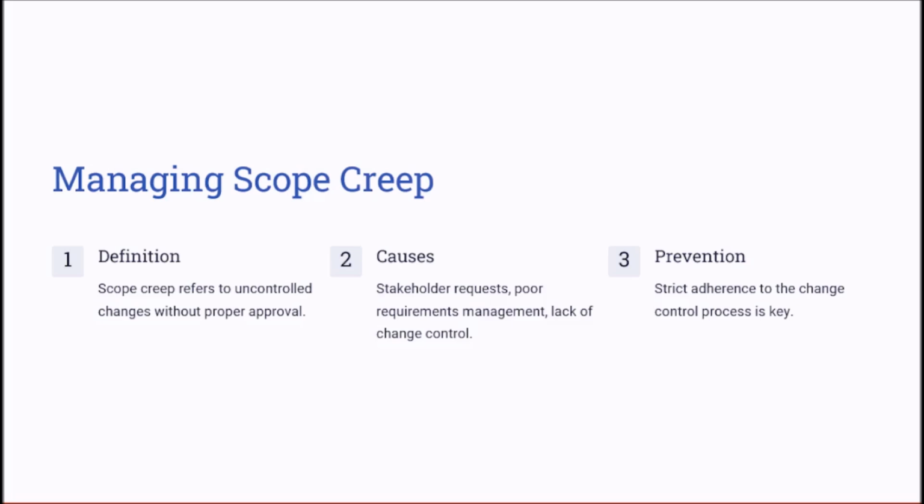For example, in an IT project, a client may repeatedly ask for new software features without updating the contract. Over time, this delays the delivery, increases the workload, and strains the resources. And to prevent scope creep in this scenario, ensure that all changes go through formal approval processes, maintain clear documentation of the project scope and baseline, and educate the stakeholders on the impact of these scope changes and the overall project constraints.